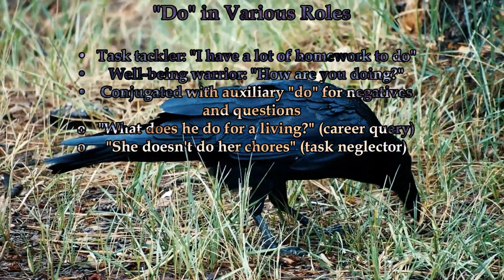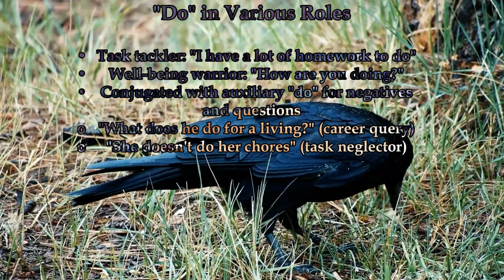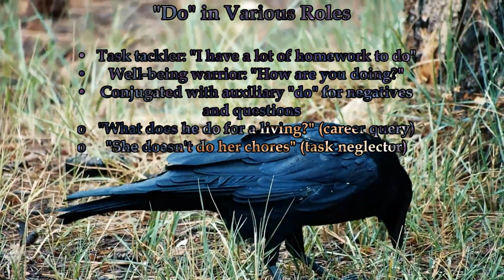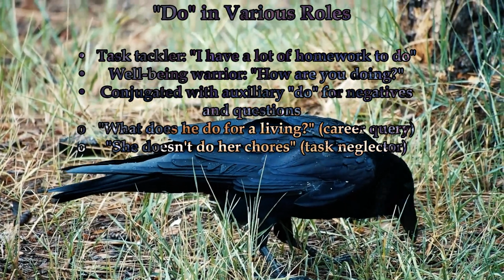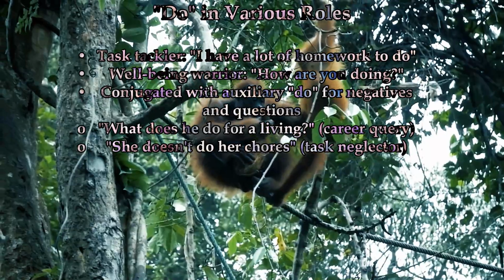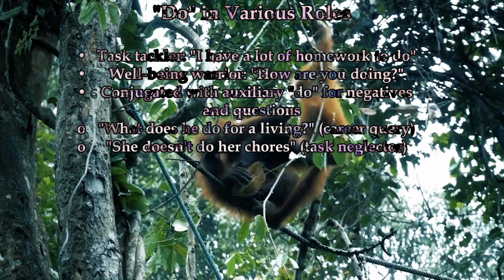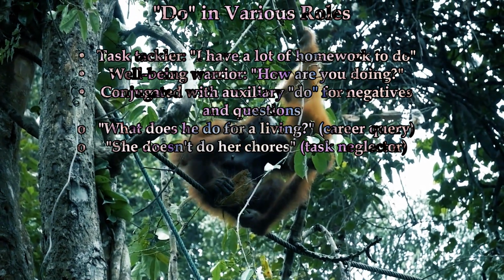As a main verb, do can be conjugated using the auxiliary verb do for negatives and questions. "What does he do for a living?" becomes a career query, seeking information about someone's profession. "She doesn't do her chores" turns into a task neglector, highlighting a lack of participation in household responsibilities.